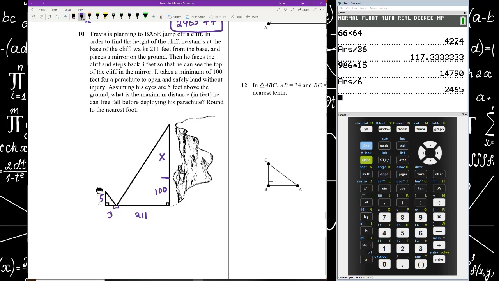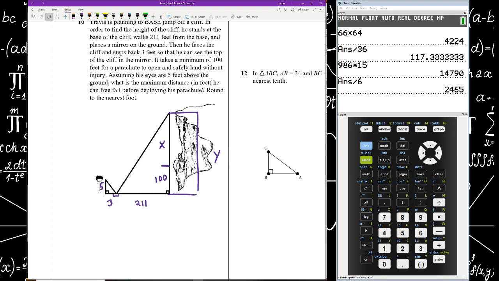Now, if we actually were doing this, we could do this with an equation. X plus 100 equals the entire length. But since we only have x in one spot, we can instead substitute the entire height for, let's say, y. So I'm going to set up a proportion: y over 211 equals, since I did height, 5 over 3. Cross multiply. 3y equals 1055.